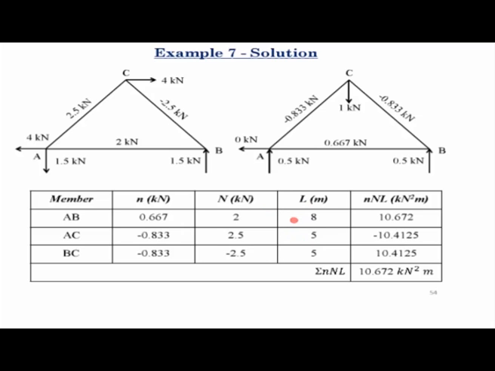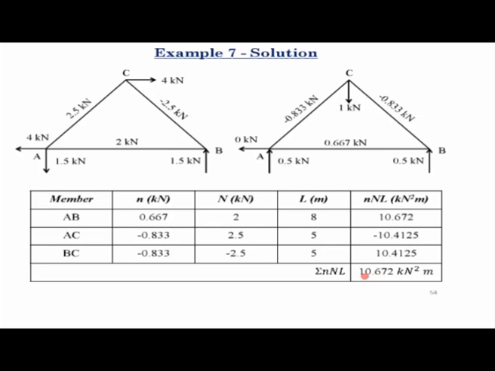Now since the A and E for all these three members are constant, we do not take them into account in the table. We'll do it finally. So what we have done in this table is we have written the member force due to the virtual load in one column. We have written the member forces due to the applied loads in one column. We have written the lengths of the individual truss members in this column. And in the last column, we have multiplied these three, small n, capital N into L.